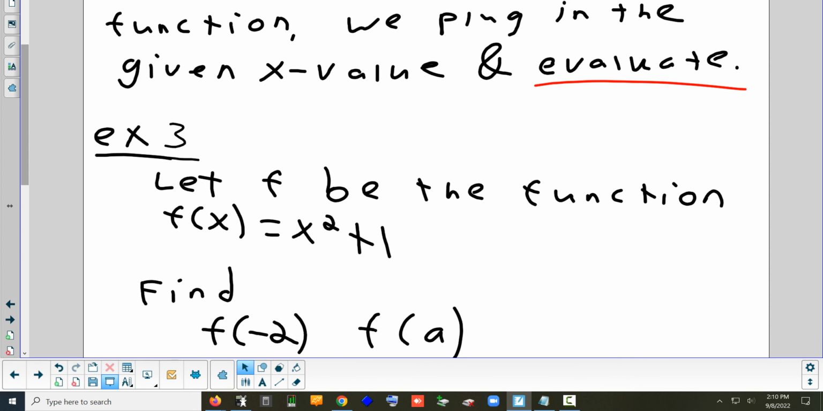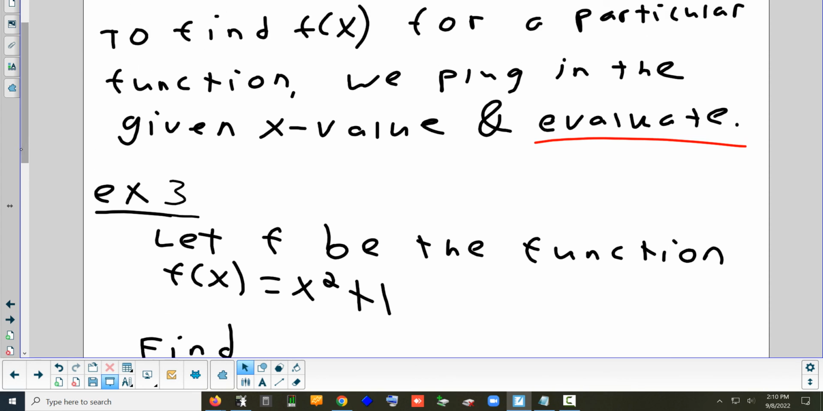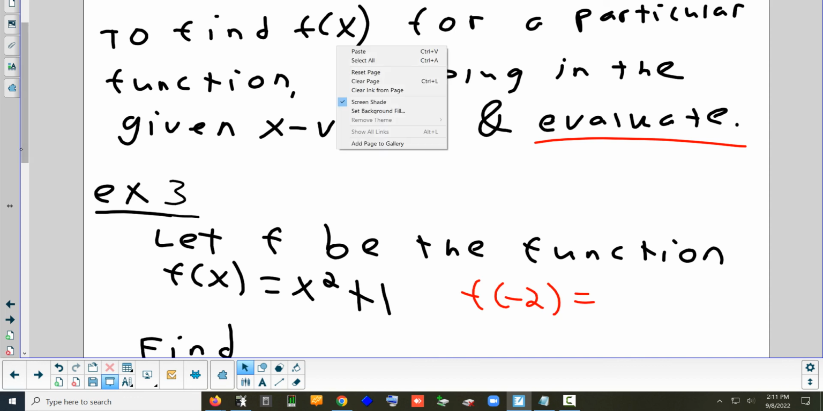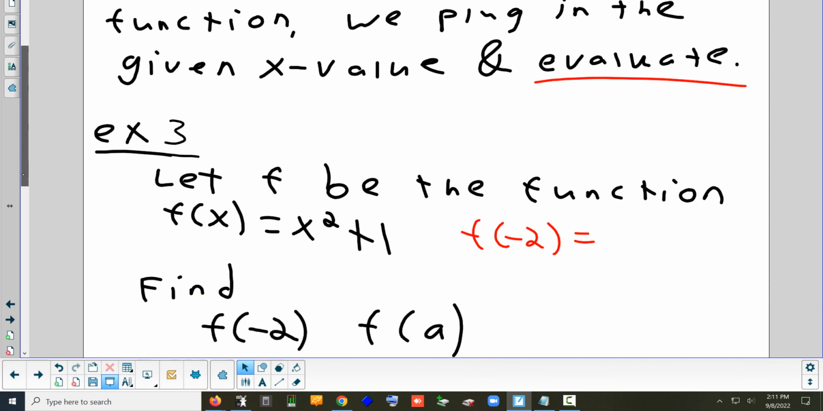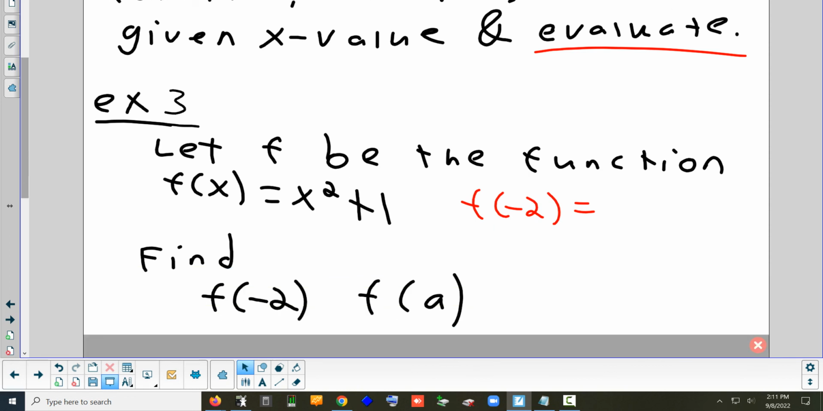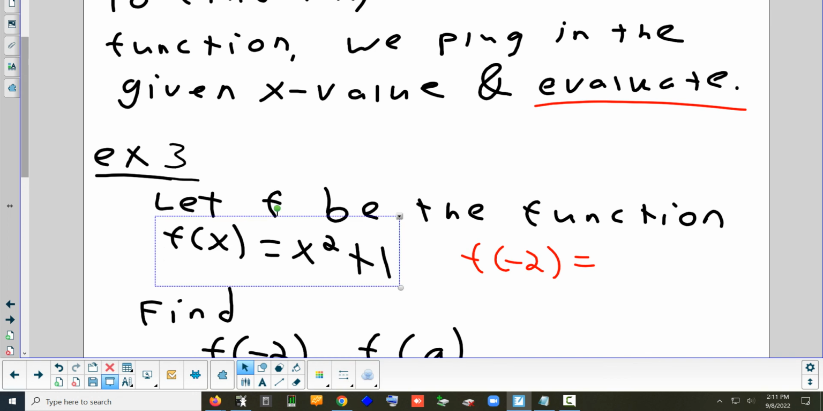Can you go back up? Yep. We're going to plug -2 into our formula and see what we get. So what does it say to do? To find a particular value, plug in the number they give you, and then evaluate. So they're giving me -2. So everywhere you see an x, you're going to change the x to a -2.